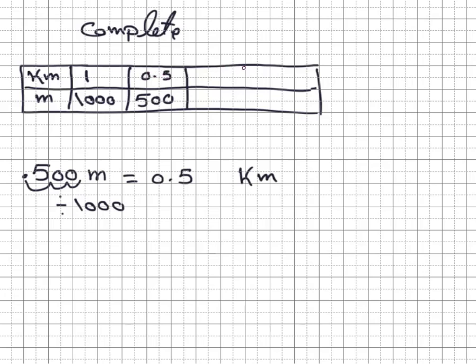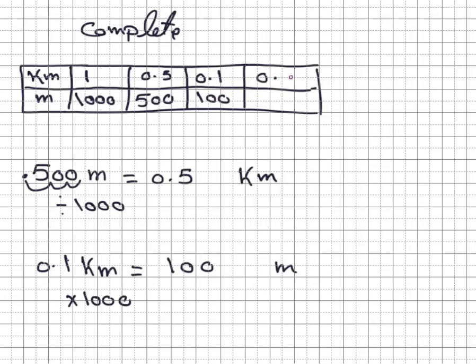The next one, he gave us here 0.1 kilometer. To convert to meter, we will multiply by 1000. Now we have to move the decimal point 3 units. This means I need 2 zeros. Now the answer here is 100 meters.